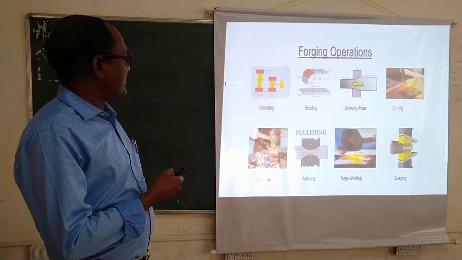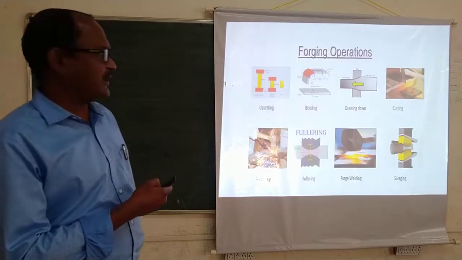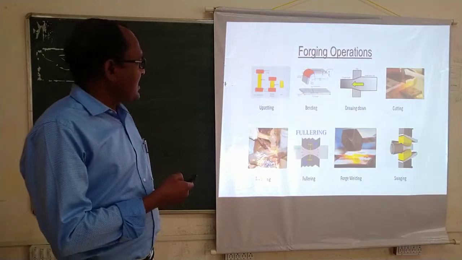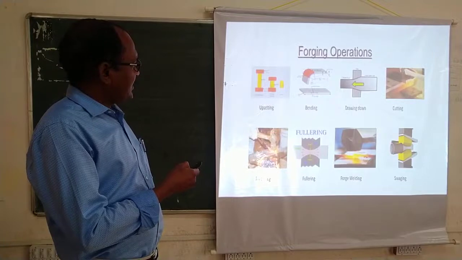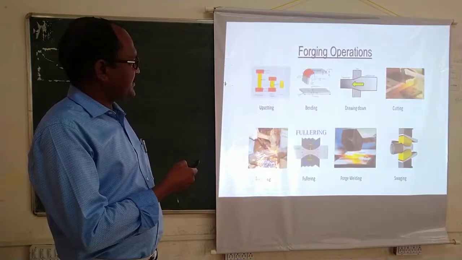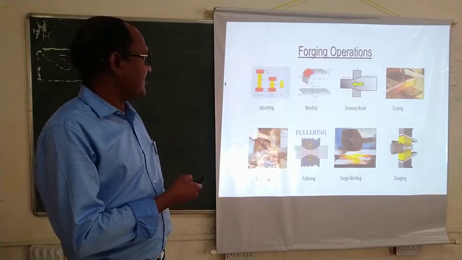This is the bending operation, means you are bending the workpiece. Drawing operation means this is the die and you are forcing the heated product in this direction, means you are reducing the cross-sectional area of the workpiece, that is the drawing operation.